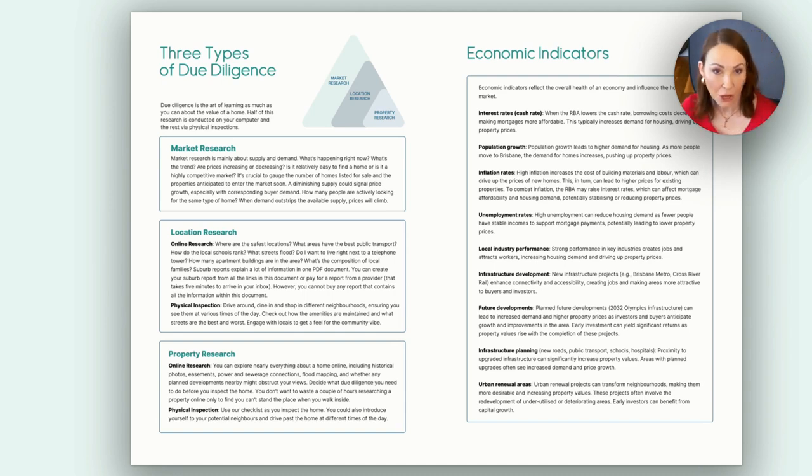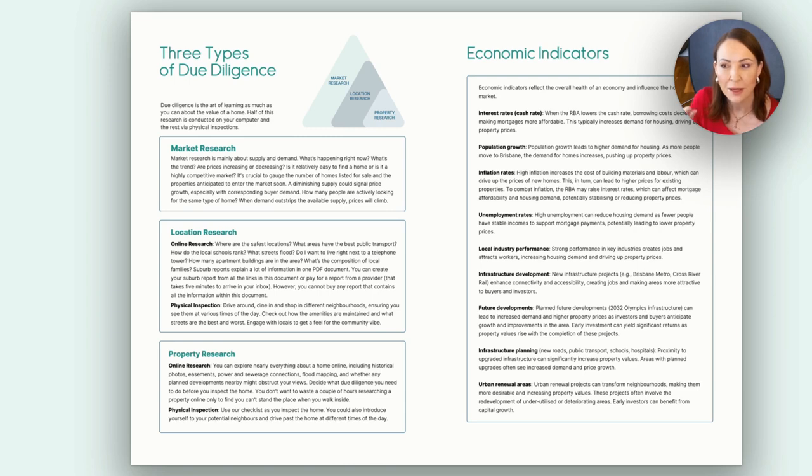There are 3 types of due diligence. Whilst we've got desktop due diligence that we do from our computer, and then the physical due diligence that we do with our own 2 feet, there are 3 types of due diligence. The first one is market research, and market research is mostly on the computer. However, you can do market research by asking real estate agents how they feel the market is going, just having general conversations about it.